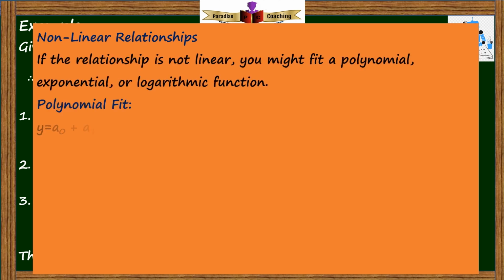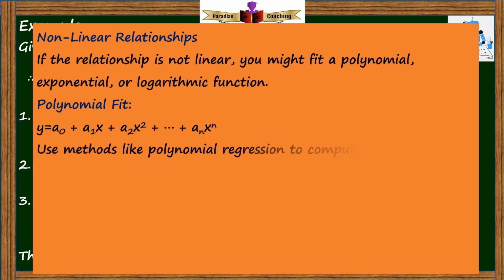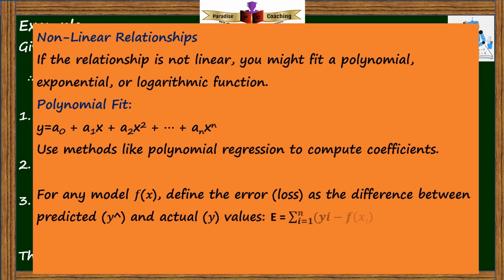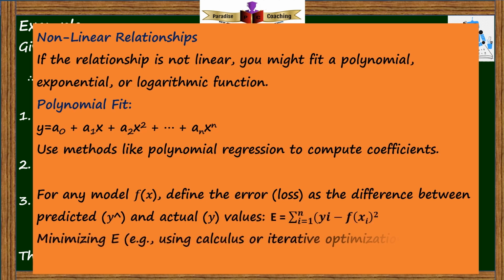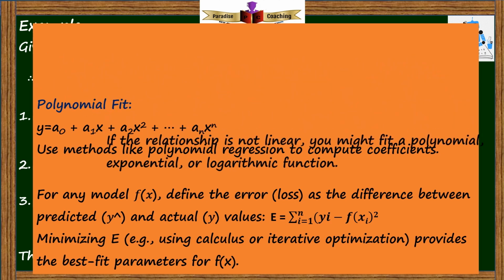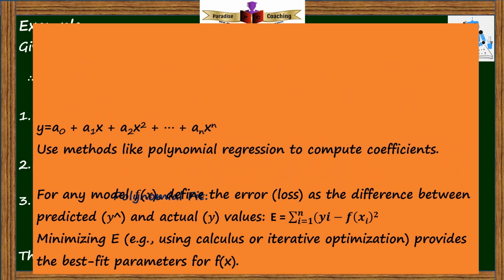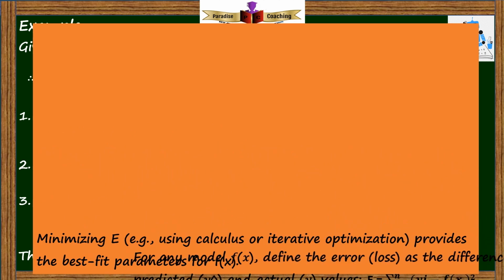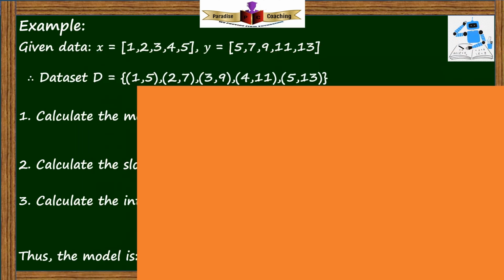If the relationship is not linear, you might fit a polynomial, exponential, or logarithmic function. The general form of polynomial. Use methods like polynomial regression for any model f of coefficients. Define the error or loss as the difference between predicted and actual y values. Minimizing the error, for example using calculus or iterative optimization, provides the best fit parameters.